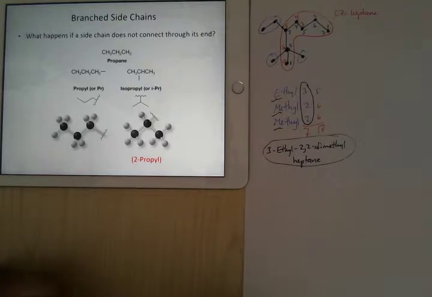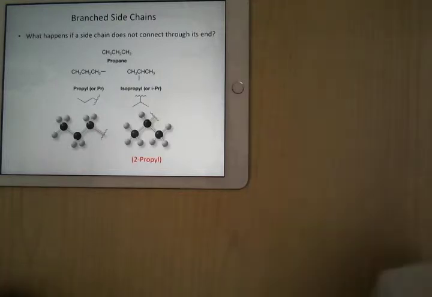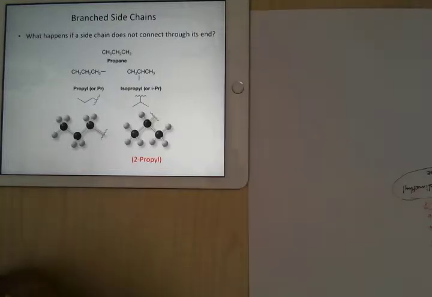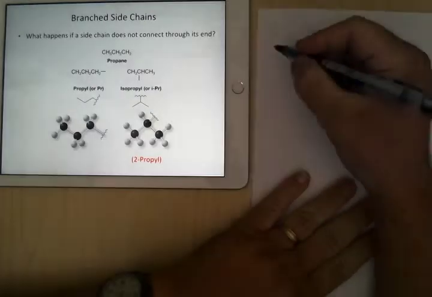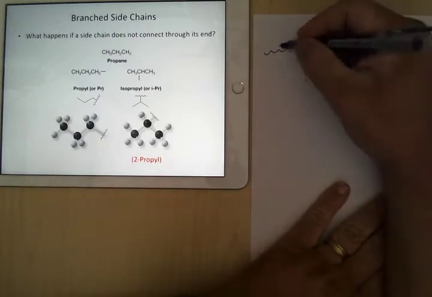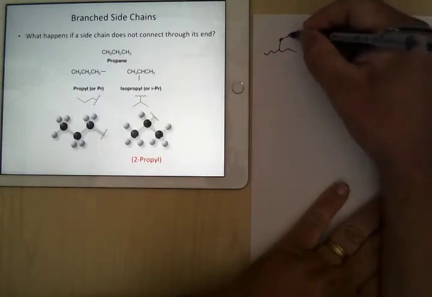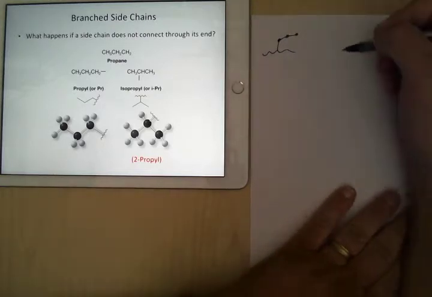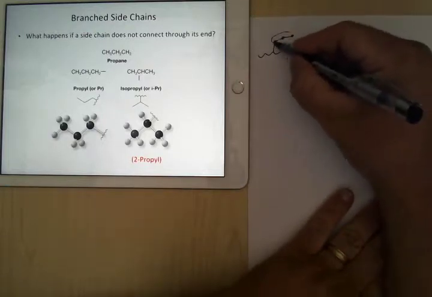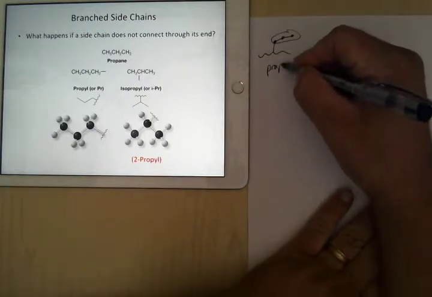Okay, so some branched chains. What happens if it's not connected to the main chain? So if you have, say, a main chain here, and you have a 3 carbon piece here, so 3 carbons, right? So this is propyl.